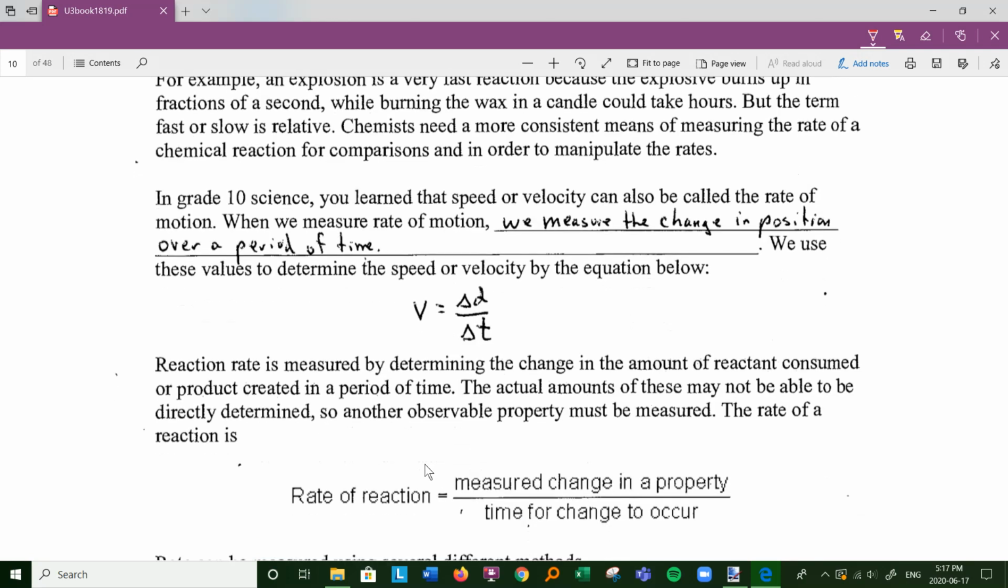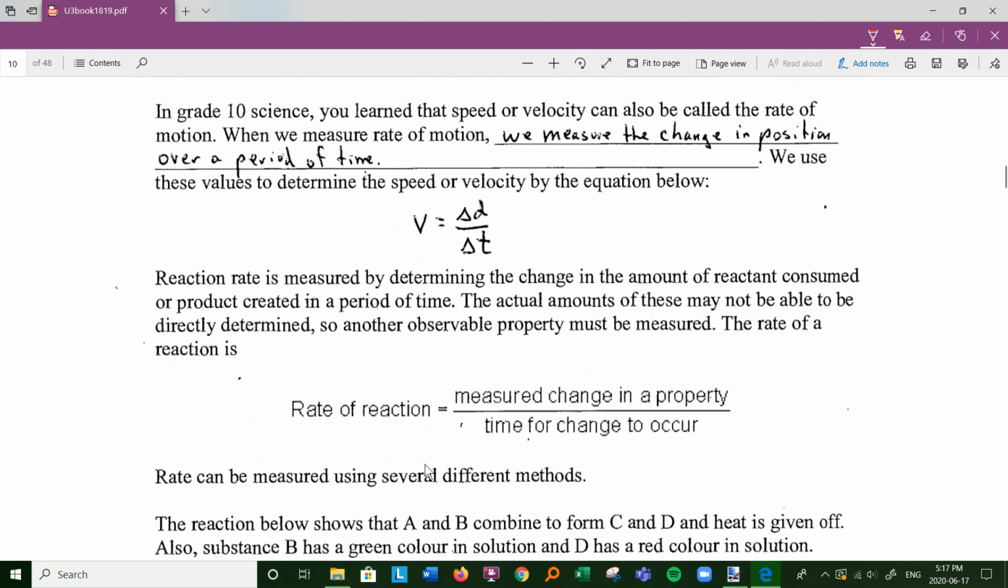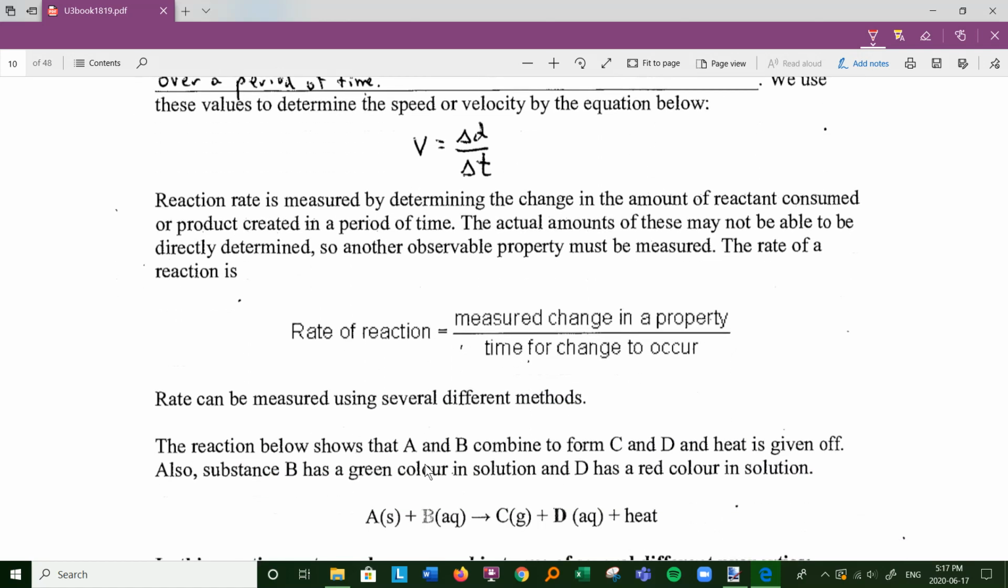We can talk about interest rates, talk about the rate of pay at Cineplex Odeon, all this sort of stuff. But we're going to talk about rate as the measured change in some chemical or physical property over the time for the change to occur. And really we're going to relate that eventually to the change in the concentration of a reactant or product over the change in time. So the rate is the change of a reactant or product over the change in time.